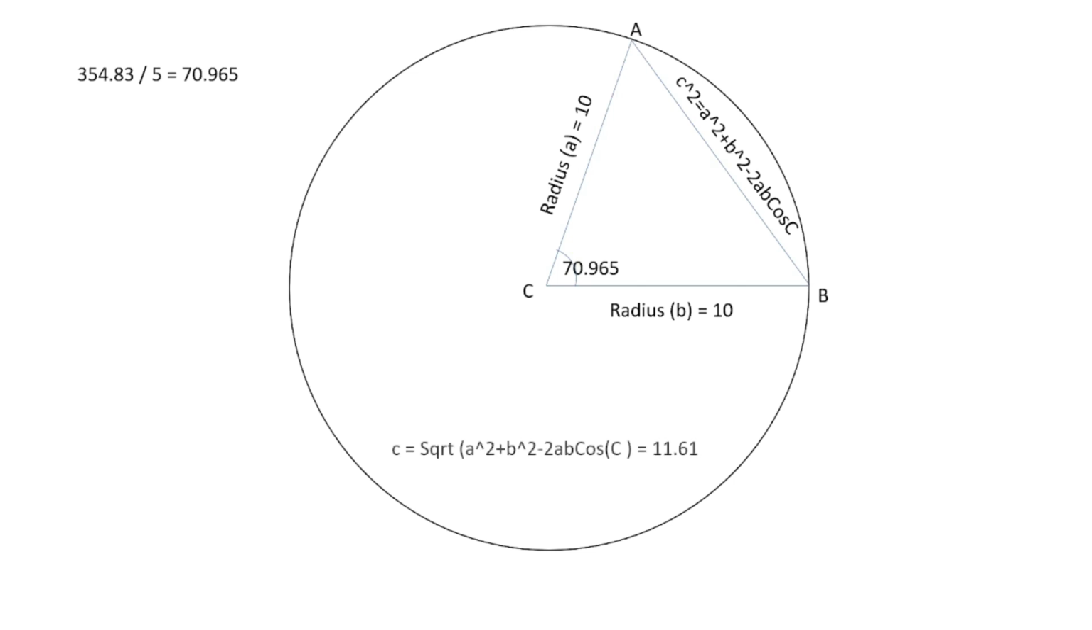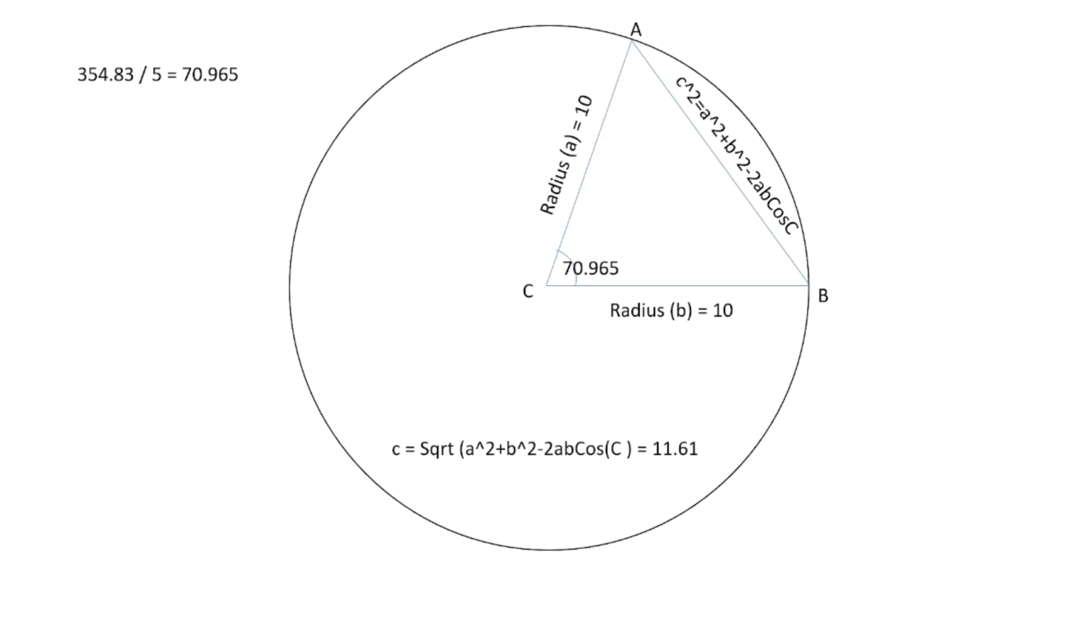According to the cosine rule, if the lengths of two sides and one angle of a triangle are known, then the length of the third side can be found using the formula c square is equal to a square plus b square minus 2ab cos c. Here, the two sides represent the radius of a circle, and the angle measures 70.96 degrees, which we arrived at by dividing 354.83 by 5.